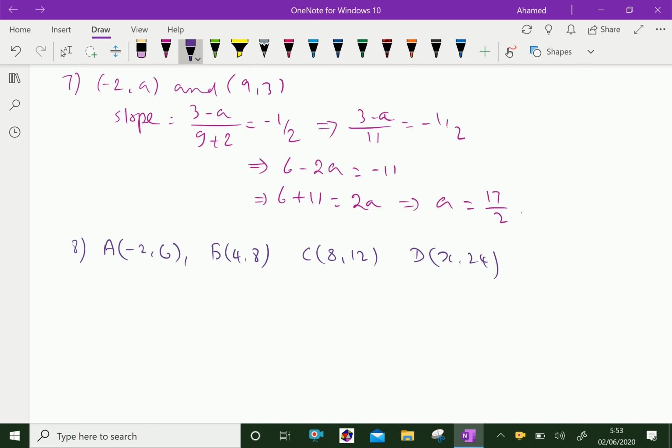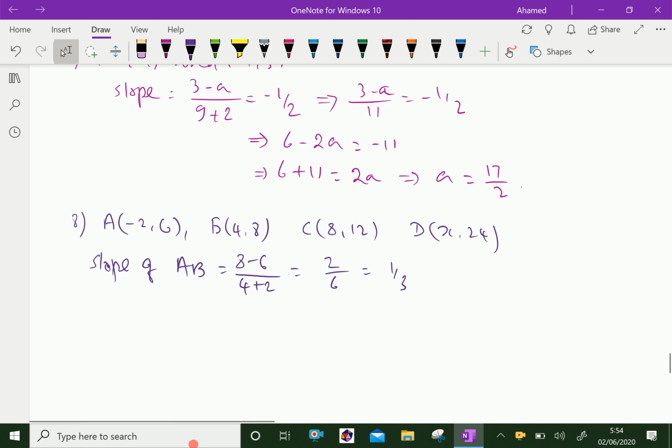Now the slope of the line AB is y2 minus y1 over x2 minus x1, that is 8 minus 6 over 4 minus of minus 2, which is 8 minus 6 over 4 plus 2, which is equal to 2 over 6, which is 1 over 3.